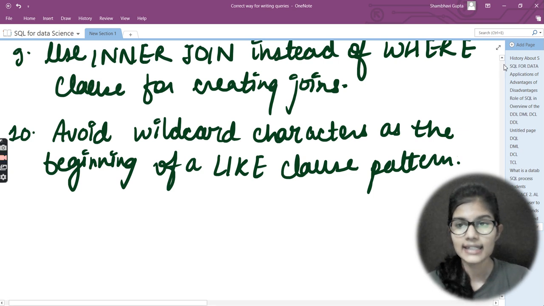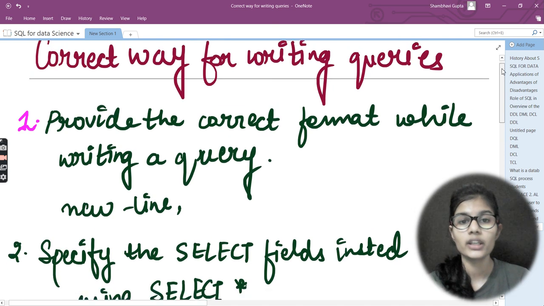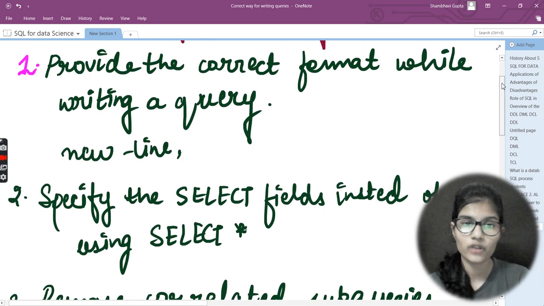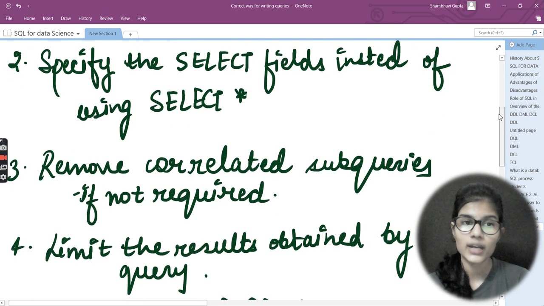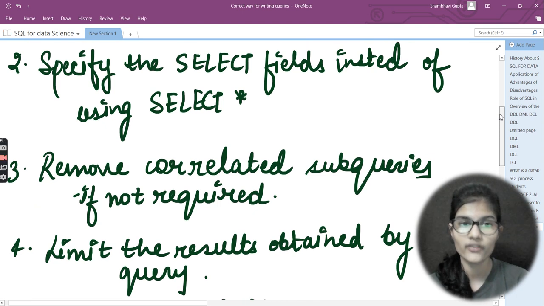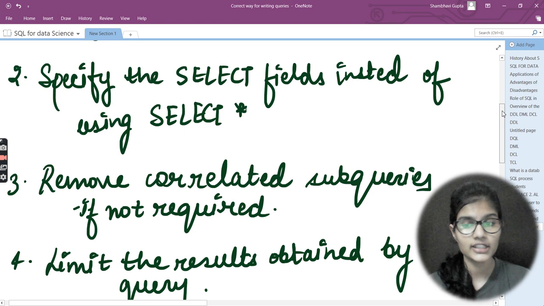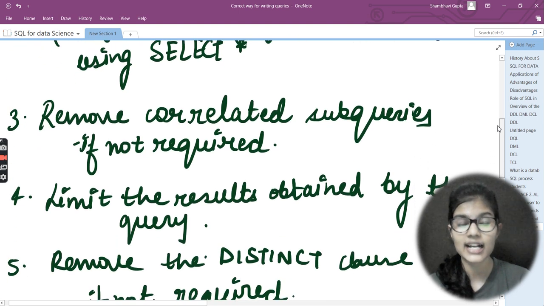So these are 10 rules, these are 10 correct ways for writing queries which you should keep in mind. You can even say that these are some rules which you should follow. The very first one is to provide the correct format while writing a query. It's very important to provide a correct format while writing a query. Second one is to specify the select fields instead of using select asterisk, right? Always try to use select column names instead of using the select asterisk statement, okay?